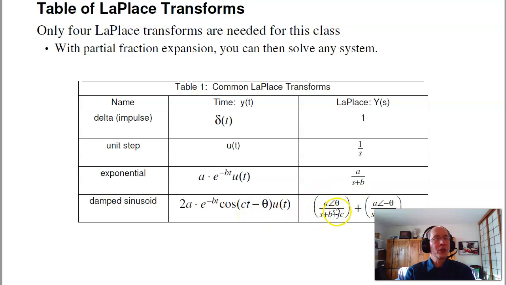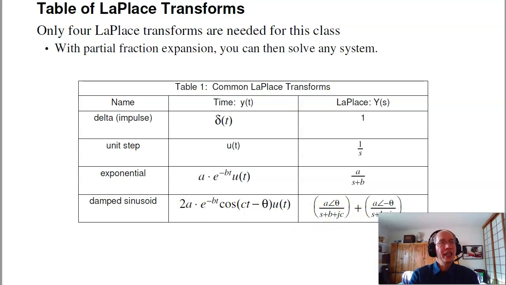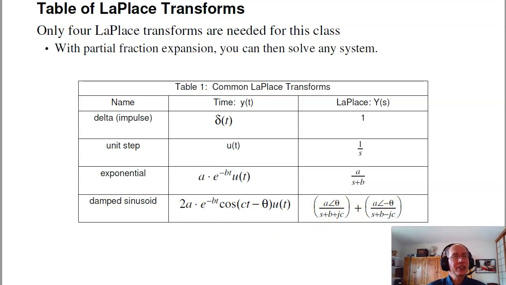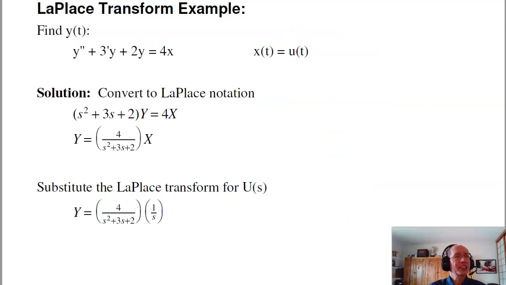From Euler's identity, do the exponential with complex terms, simplify, and it turns out that twice the amplitude is the amplitude, and the phase shift is actually the angle over the minus jc that winds up right here. So that's really all you need for Laplace transforms in this class.